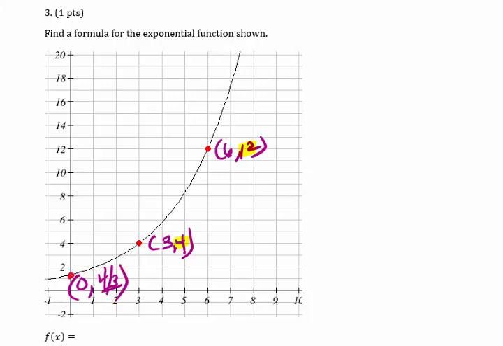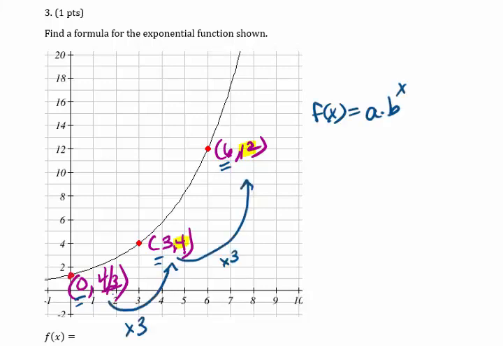Now, the reason we can do that is because the difference in the x's is consistent. Okay, so if we look from 0 to 3, there's 3 spaces, and from 3 to 6, there's 3 spaces. So this change in the y should also be consistent. Okay, so our function is of the form f of x equals a times b to the x, where a is the y-intercept, which is 4/3.